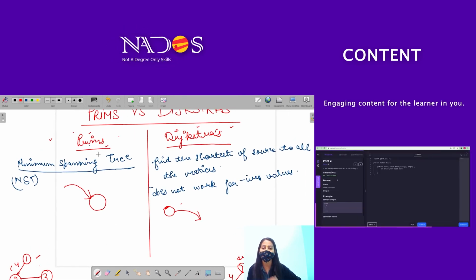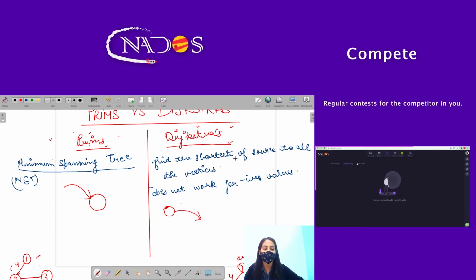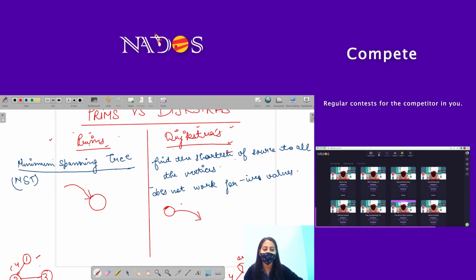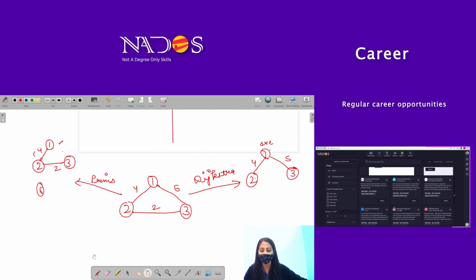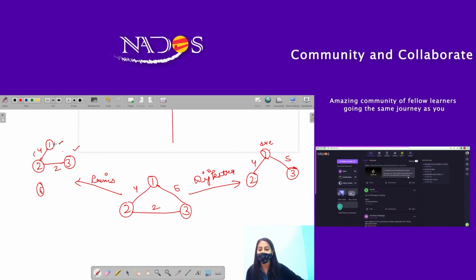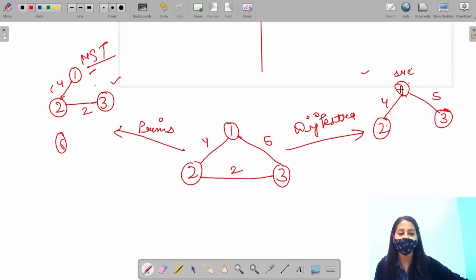Why? Because Prim's algorithm will give you the MST, and the MST will not tell you the shortest distance to reach from source to all the vertices of your graph. In the same way, Dijkstra's algorithm is going to give you the shortest path from the source to all the vertices, but it will not give you the MST of the same graph. Here in the example you can clearly see that Prim's algorithm is giving this result, that is the minimum spanning tree of this graph. Dijkstra's algorithm is giving you this result, that is representing the shortest distance of all the vertices from the source, that is 1, right?